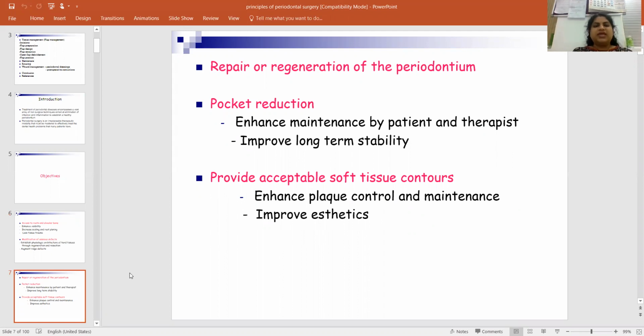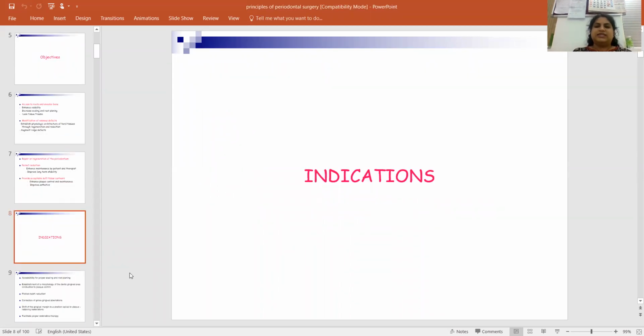And the third aim is basically the repair or regeneration of the lost periodontium, and pocket reduction. Because of the improved accessibility, we can reduce the pocket depth and enhance maintenance by the patient and therapist, improve long-term stability of the periodontium, and provide acceptable soft tissue contours. It enhances plaque control and maintenance, and improves the aesthetics.